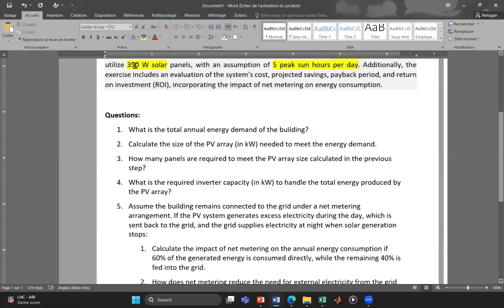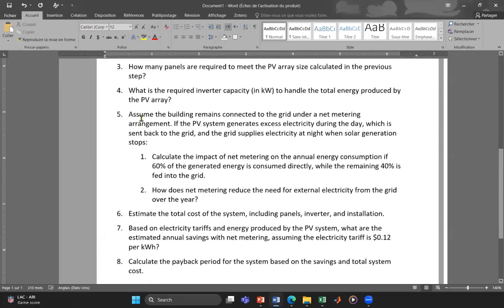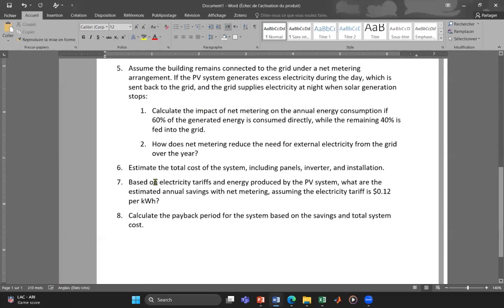We have the individual power of each PV module. Then calculate the inverter capacity. In question number 5, we will talk about the net metering statement. Then we will talk about the cost of the system, giving some assumptions of the costs of panels, of the inverter, and the installation costs to get an overview of the total cost of the PV plant.